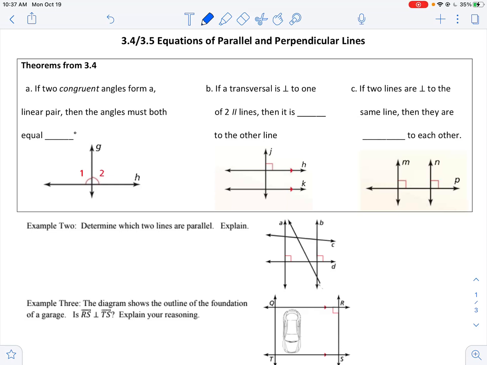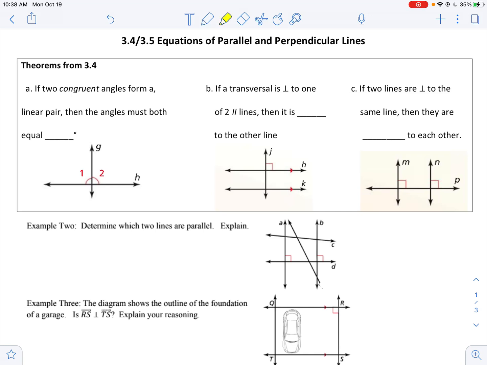Hey, good morning. Let's look at our 3.4 and 3.5 equations of parallel and perpendicular lines. Our first theorem says that if two congruent angles form a linear pair, then the angles must both equal what?